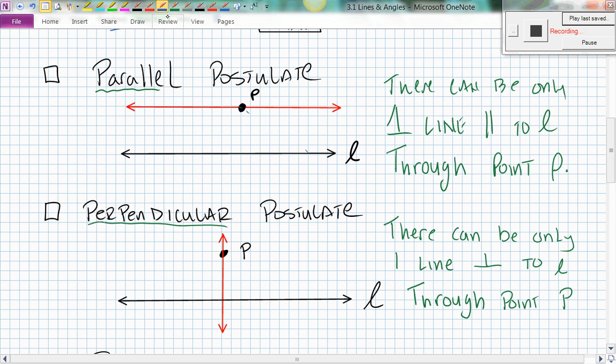Because if I had a different line, let's say this blue line, well, that would intersect L. And if I had this line, that also intersects L. All three of these lines go through P, but only one of them, the red one, is actually parallel. So that's what the parallel postulate tells you.